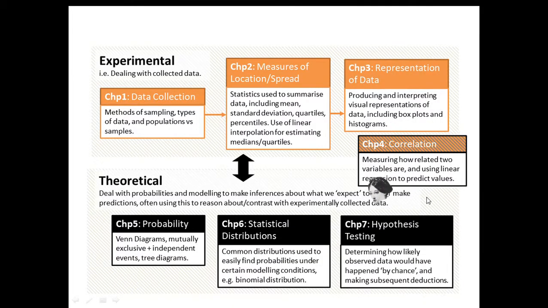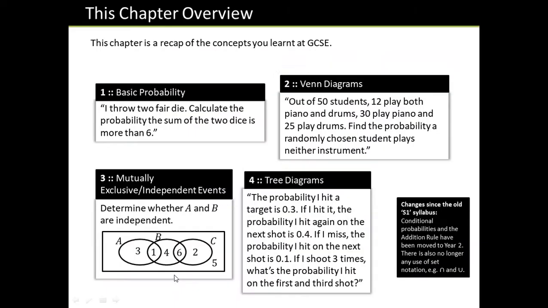So what we're doing, just out of interest, that's Marie Curie, who was a leading pioneer in statistics, and we've gone through all the experimental probability. Don't worry about the fact it's saying chapters. That's referring to a textbook that we're not using. The one we're looking at now is probability: Venn diagrams, mutually exclusive, independent events, and tree diagrams.